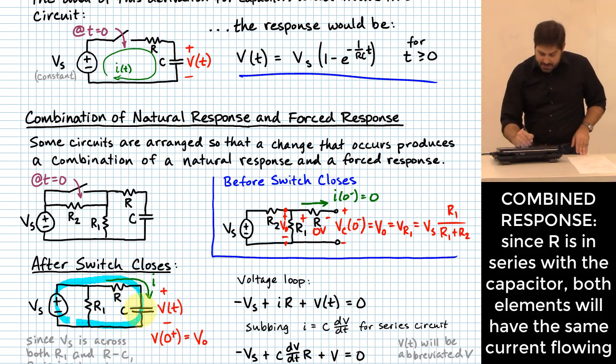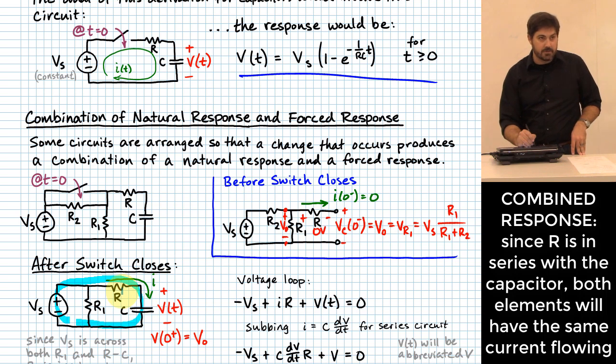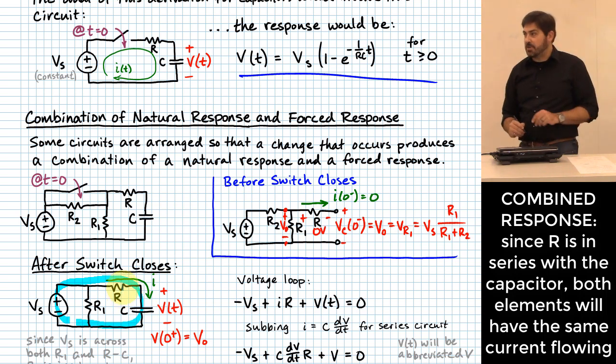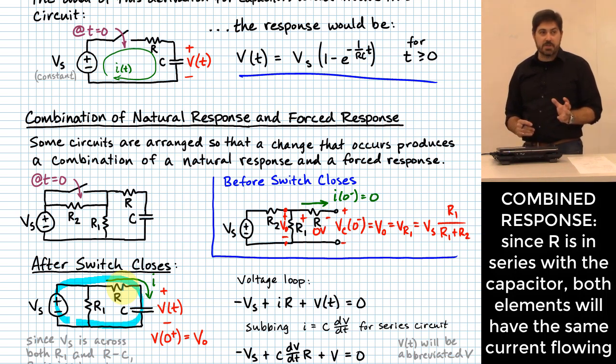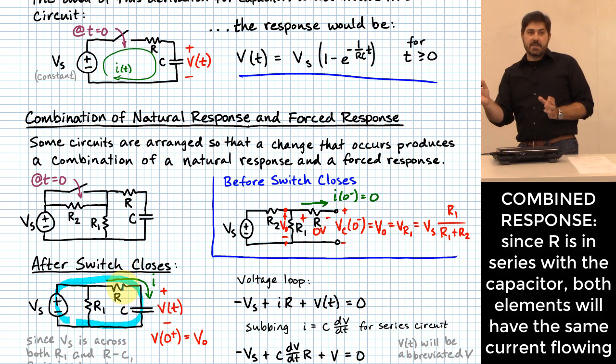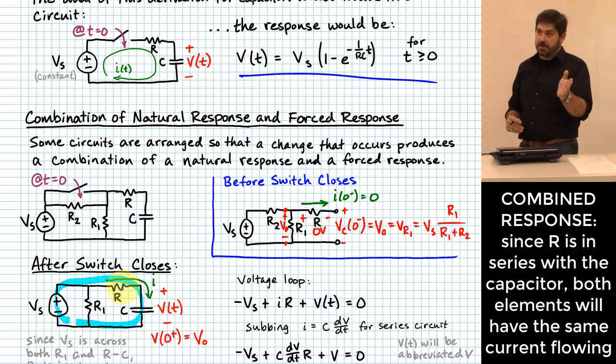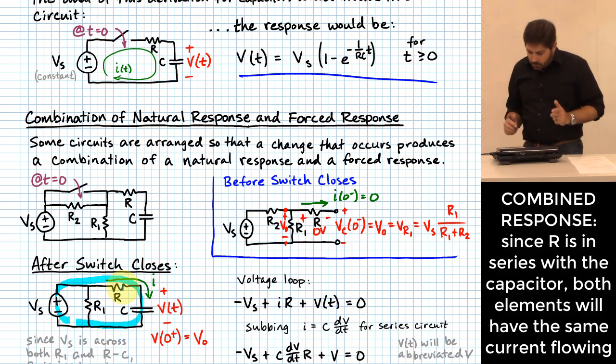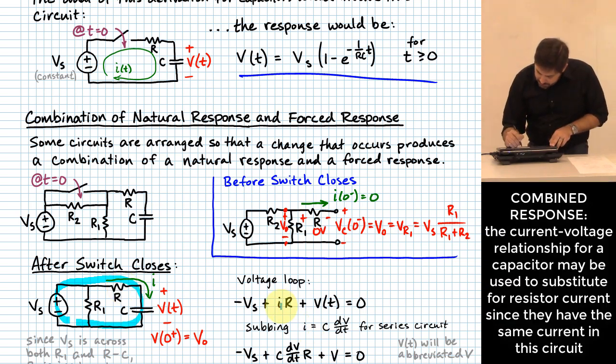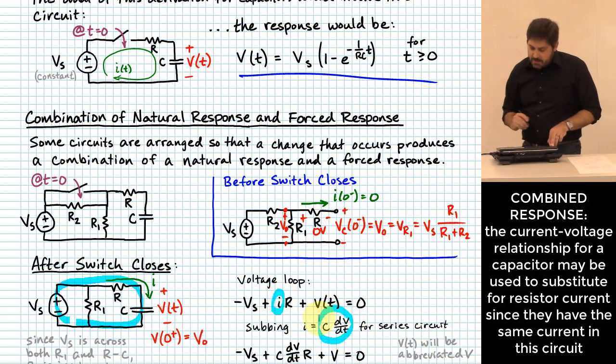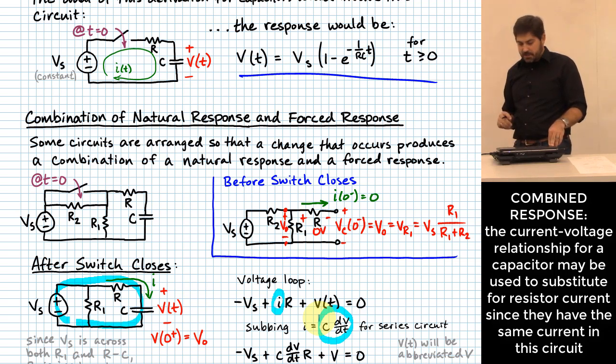Well, because the capacitor is in series with the resistor, that means they must share the same current value. And so if I have some kind of current relationship for the capacitor, I can extend it over and apply it to the resistor because they are in series. Whatever that current is in the capacitor had better also be the current in the resistor. With me? Okay. So what that allows me to do is substitute for the I that's right here. I substitute in C dV/dt because those two currents have to be the same as each other.